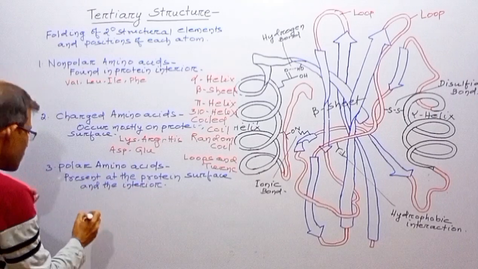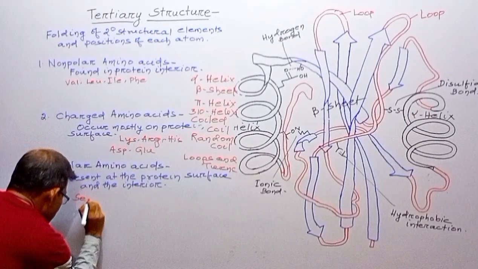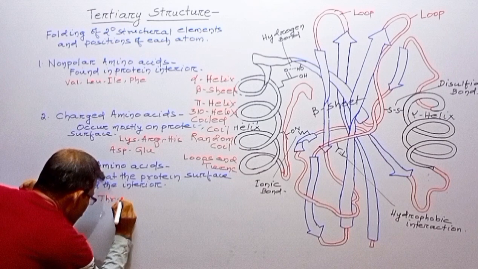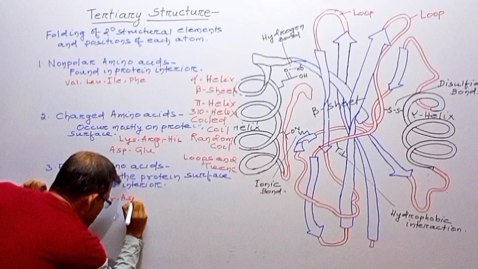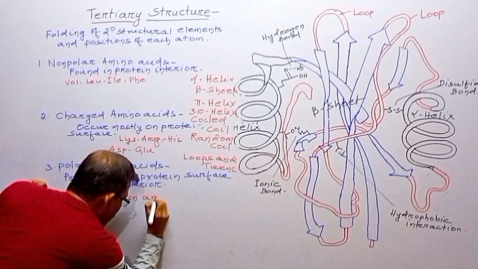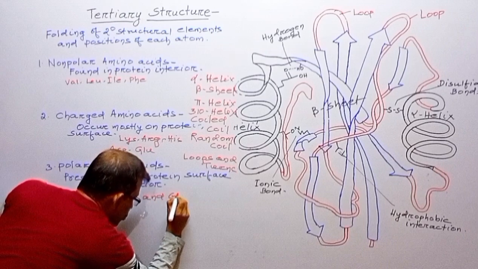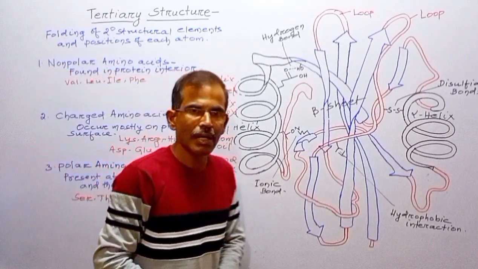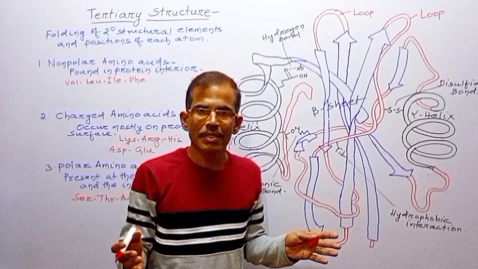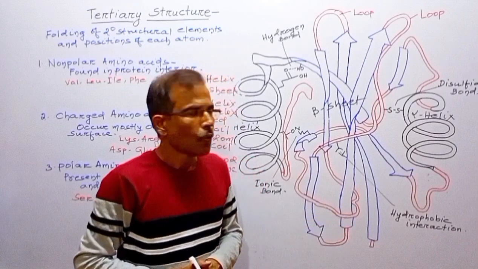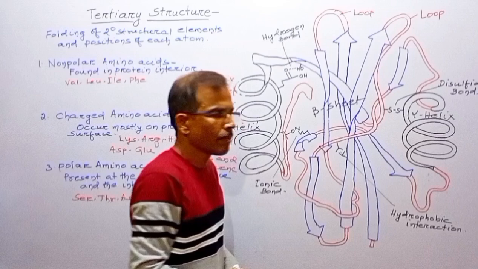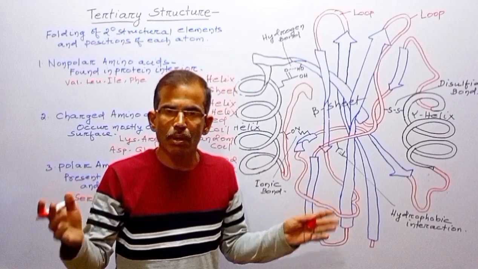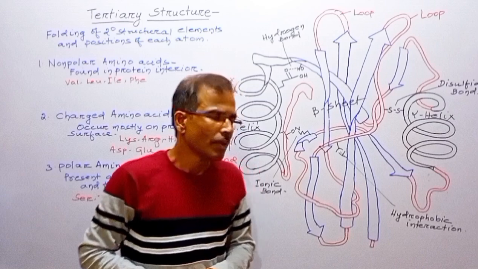Number 3. Polar amino acids such as serine, threonine, asparagine and glutamine are usually found on the protein surface, but sometimes they are also located in the interior. When buried in the protein, polar amino acids always remain hydrogen bonded to other groups.